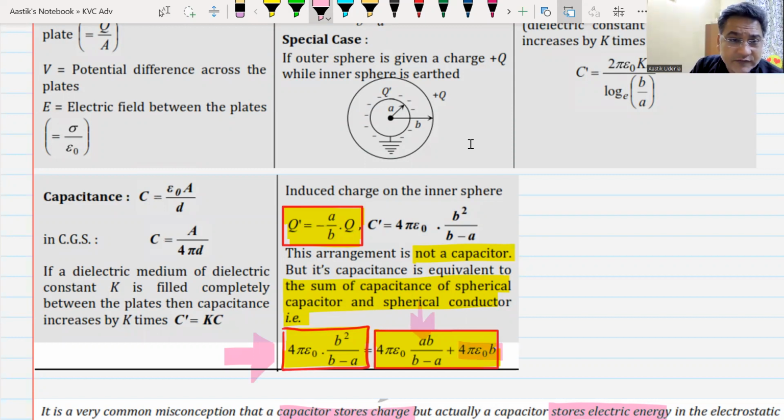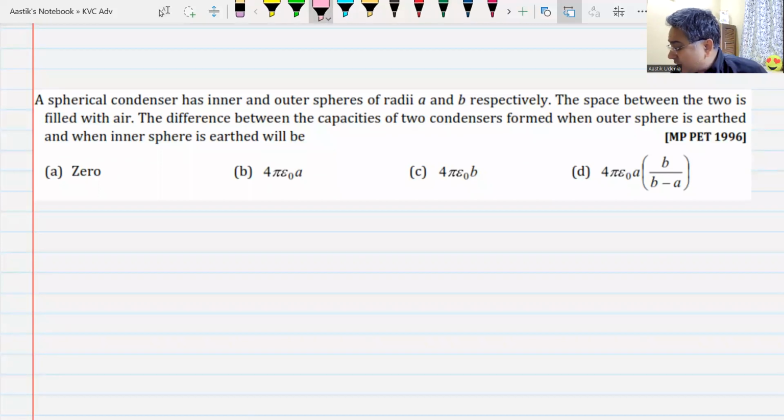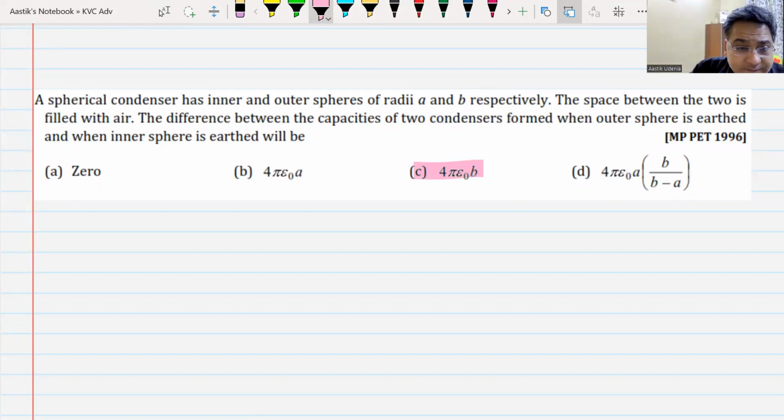I already gave it to you in the form of a note, but you could not recollect it. I hope that you will be able to recollect it in the examination hall. The option is C, 4 pi epsilon naught b. I hope you are able to understand this.